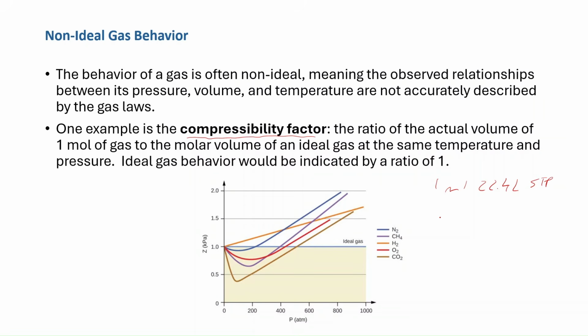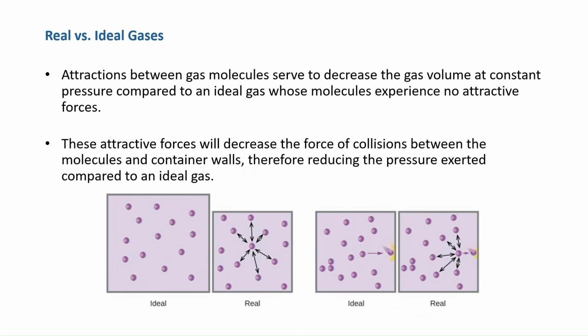If the actual gas, the real gas, was identical to the ideal gas, their two volumes would be the same, so the factor would be 1. But you can see in the examples, nitrogen, methane, hydrogen, oxygen, they're not 1. So real gases are not ideal gases. Now, how significant is that? Let's see.